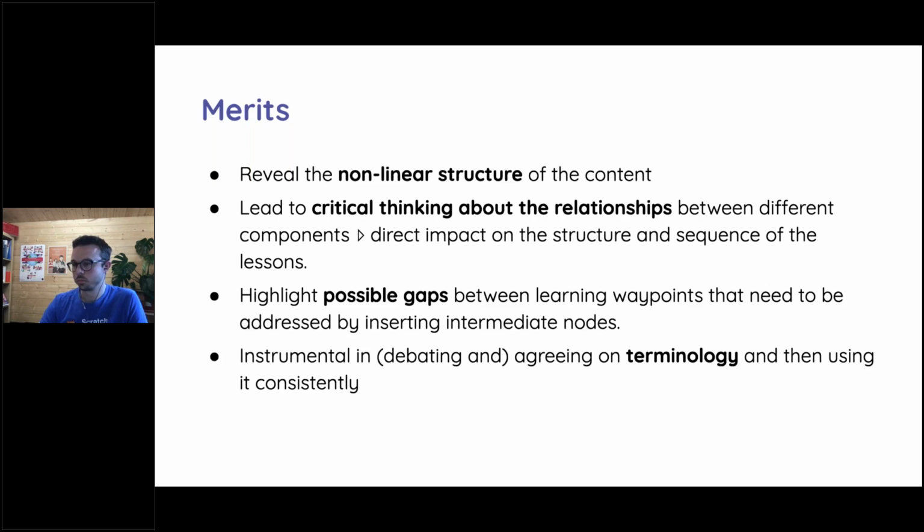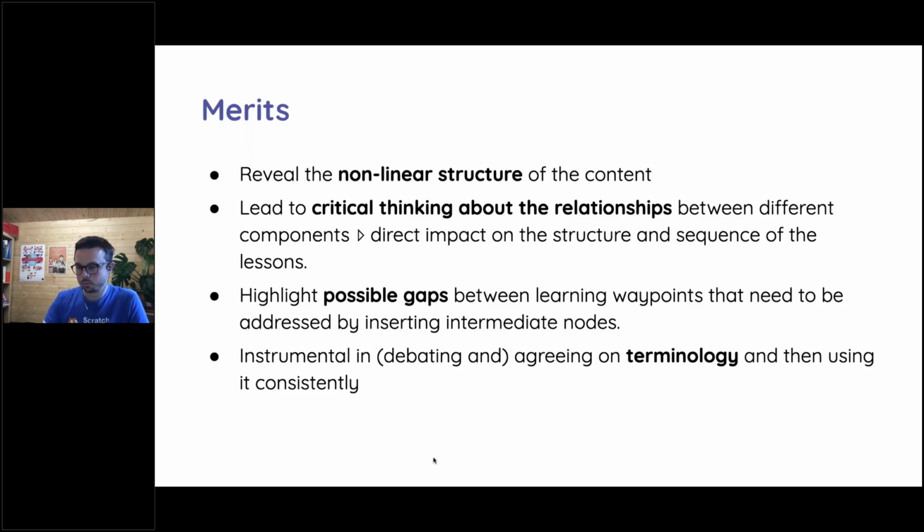I think the graphs are also very useful in conveying your ideas and thoughts around planning. It's also very useful as a reference point if you want to debate things with other people, such as terminology and the order in which things are being taught. Having a very visual illustration of what your learning path looks like really helps when you're discussing it with other people.